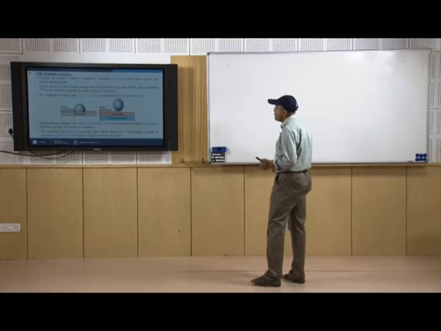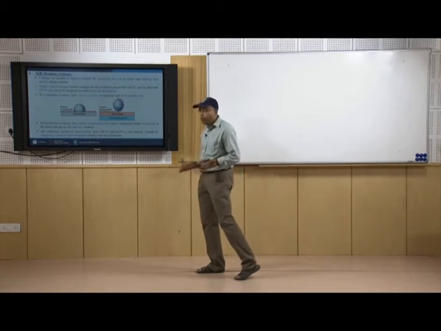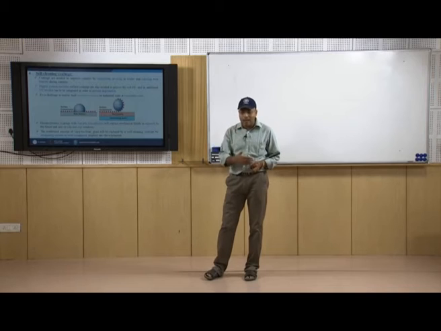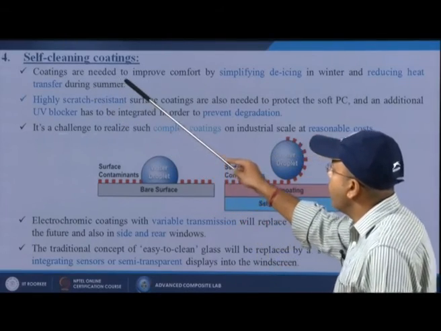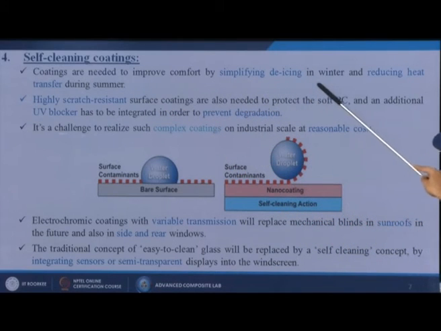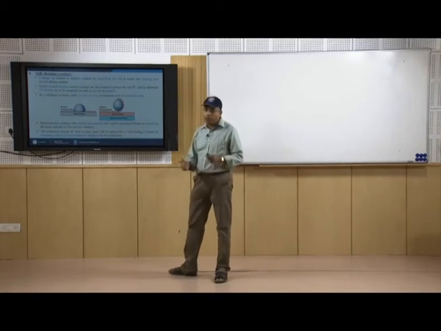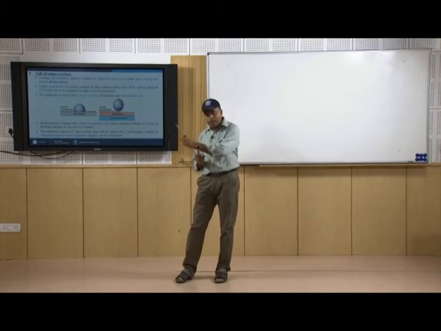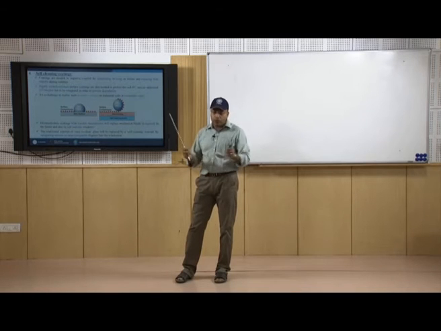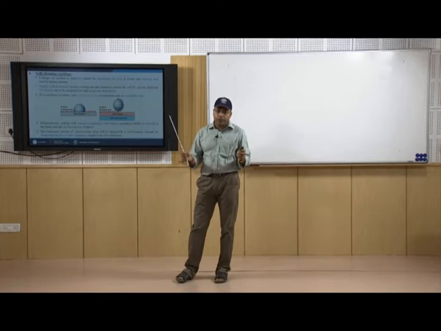Next we are going to discuss self cleaning coatings. As I already told, we are trying to put certain materials on glass, or maybe our window glass, or somewhere where water should not stay or form any droplets. For that purpose, these coatings are needed to improve comfort by simplifying de-icing in winter and reducing heat transfer during summer. When we use this glass, in the winter time it goes to minus temperature, and in the summer time the same glass goes to plus temperature. So there is very much heat change from winter to summer.